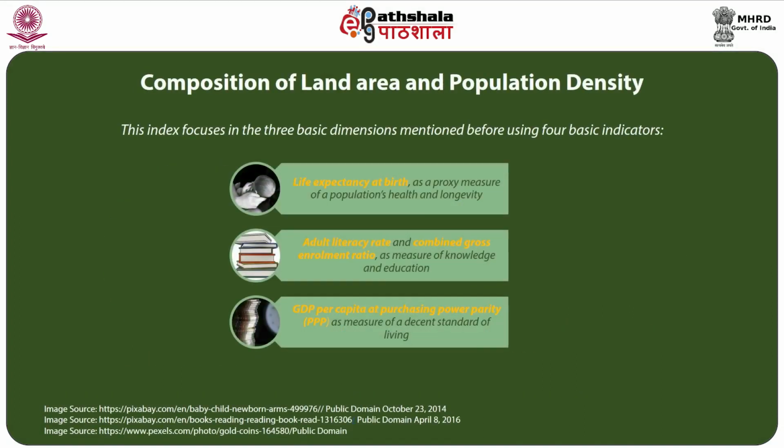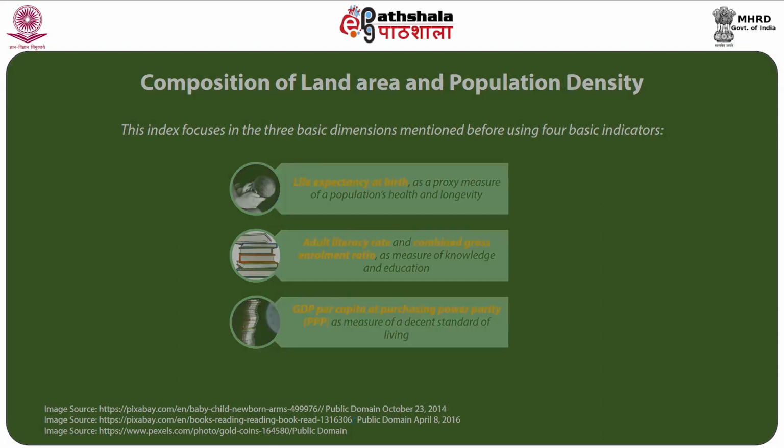This index focuses on the three basic dimensions mentioned above using four basic indicators: life expectancy at birth as a proxy measure of a population's health and longevity, adult literacy rate and combined gross enrollment ratio as measures of knowledge and education. Finally, GDP per capita at purchasing power parity as a measure of decent standard of living.